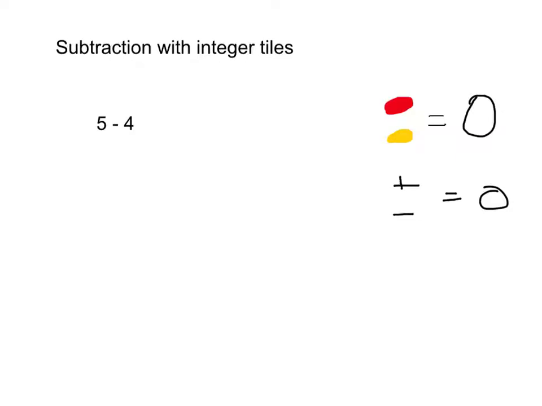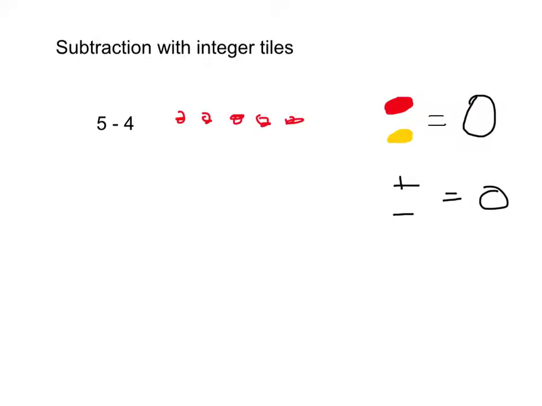Just like addition, we also have a subtraction model using integer tiles. The key to this is to remember that a positive and a negative, when combined, will always equal 0. Also, I can just represent my red tiles with a plus sign and my yellow tiles with a negative sign to show that those two together still do equal 0.